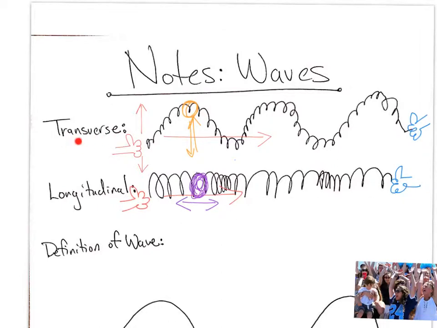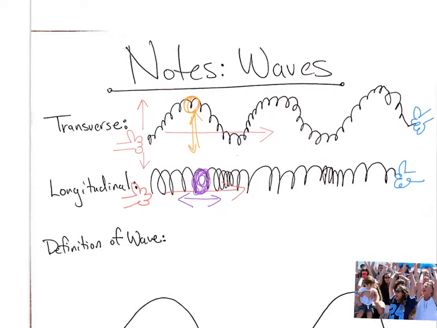This we call transverse. So you might want to write this definition. It's transverse because the direction of the wave is perpendicular to the direction of the medium. So write that down. The direction of the wave is perpendicular to the direction of the medium. Whereas with a longitudinal wave, the direction of the wave is parallel to the direction of the medium. Okay, so that's important.